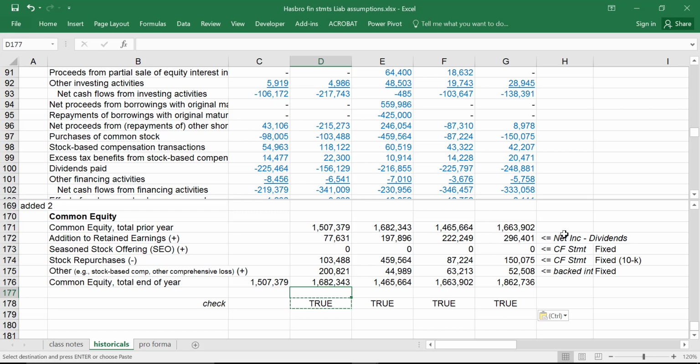So in terms of making assumptions, the additional retained earnings, that's by definition the net income minus dividends, so we don't need to make an assumption there because we are going to be computing net income and dividends. We'll have to make an assumption somewhere else about the dividends. On the stock offerings, those have been 0. There's no discussion in the 10K about stock offerings, so we'll assume that continues to be 0.